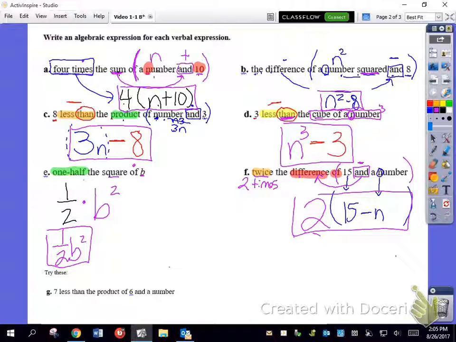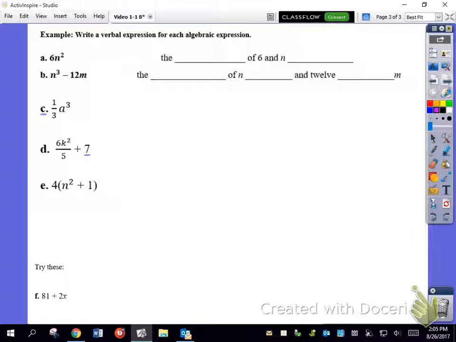Now, there are 2 of them that I want you to try, so pause the video and try those. And then when you get done, you can start it again for the next step.